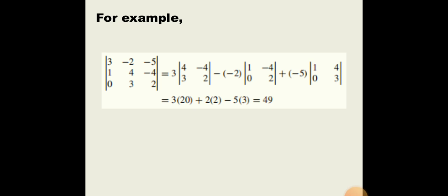And then we have to simplify. We got 3 times the quantity 20, since we cross multiply this one, and then we got 20 plus 2, which becomes positive since negative multiplied by negative is positive, and plus 2 times the quantity 2, and then we have to subtract 5 times the quantity 3. And our final answer would be 49.